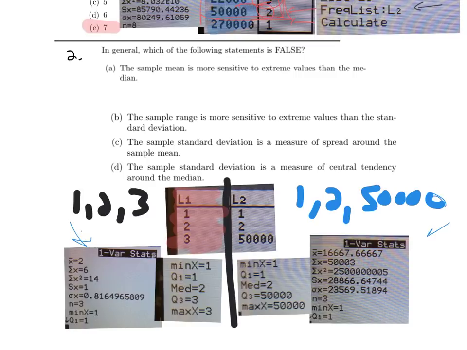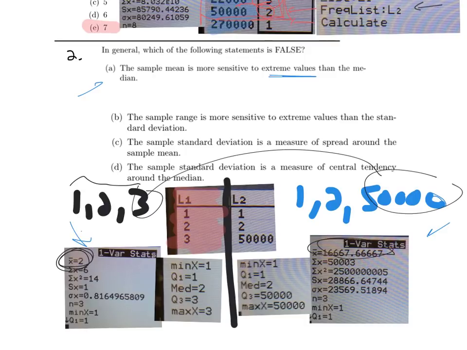So letter A, the sample mean is more sensitive to extreme values than the sample median. Well, take a look. In this first set of data, I have 1, 2, and 3. The average, the mean, was 2. Here, I changed the 3 to 50,000, and now my average is almost 17,000. But if you look, the median of both sets of data, the 1, 2, and 3, and the 1, 2, and 50,000, still is 2 for each set of data. So this is true. The sample mean is a lot more sensitive. As this 50,000 number was introduced, the mean jumped up very large from 2. So that's going to be true.